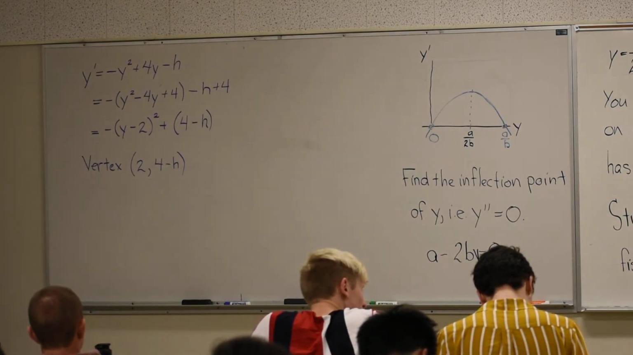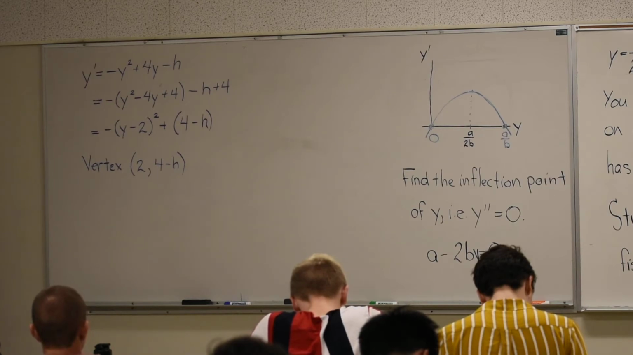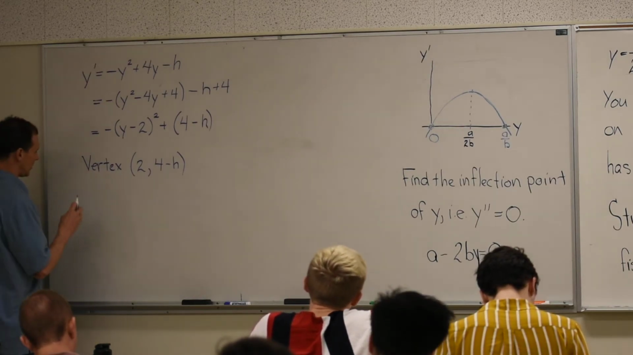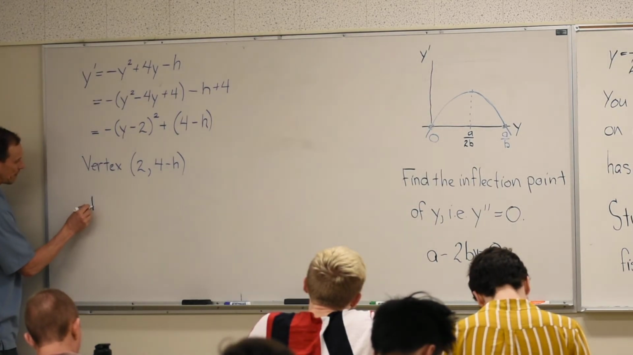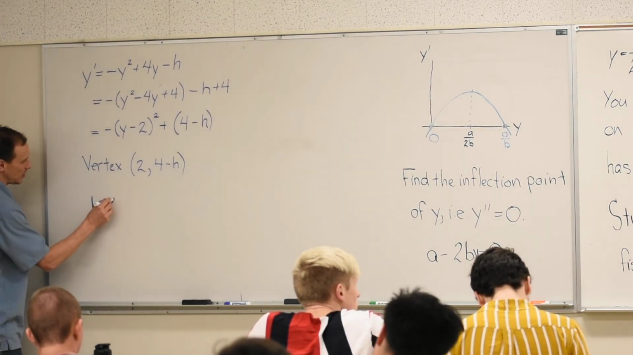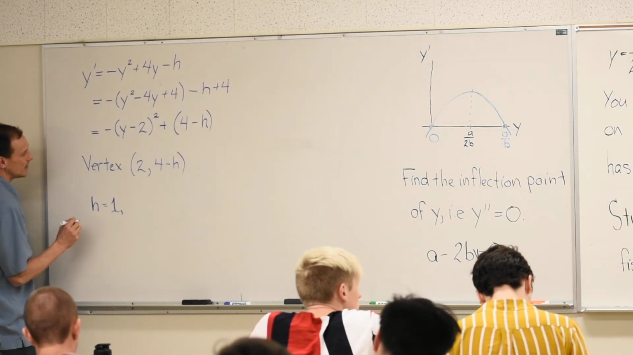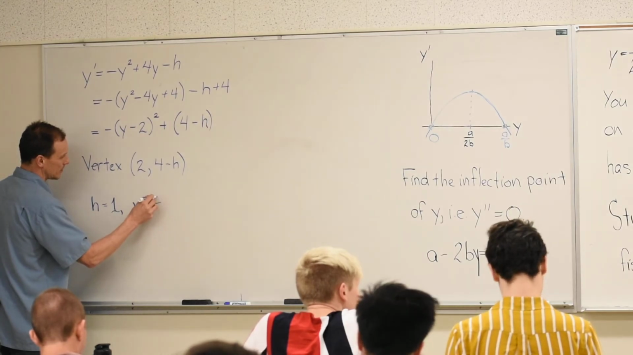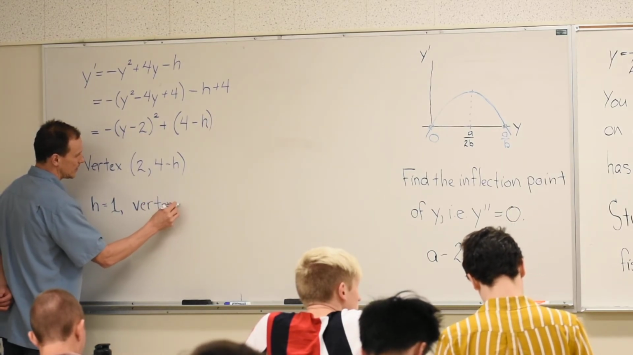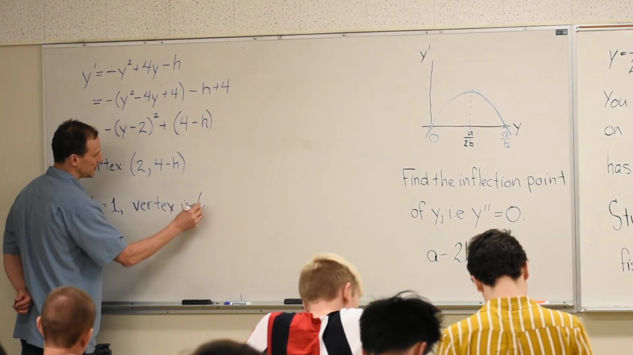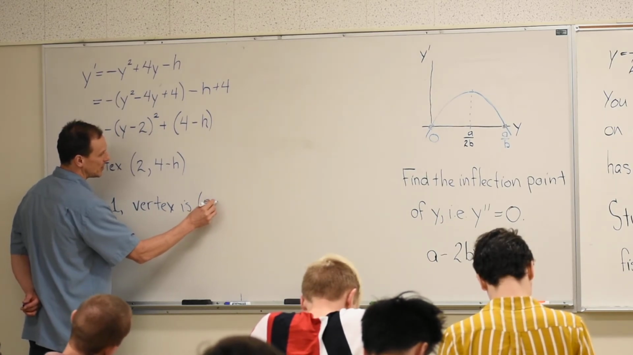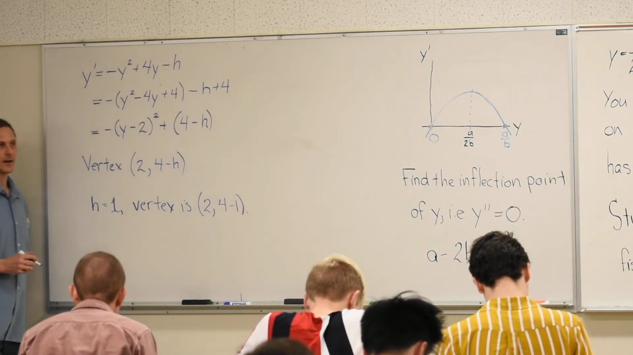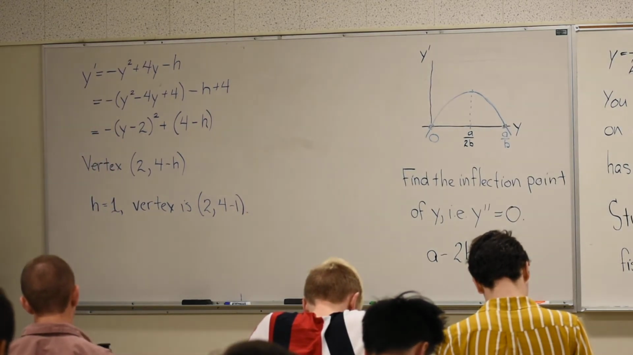If I take one fish from the pond, what changes in my picture over here? So let's try this. h is 1. When h is 1, then my vertex becomes (2, 4 minus 1). Now you might say that was pretty simple.